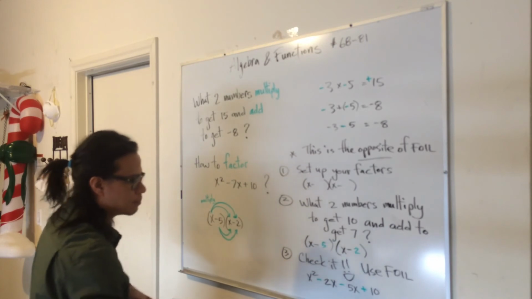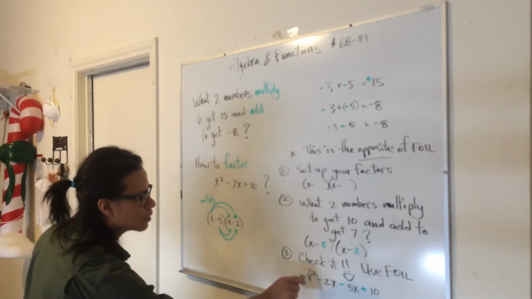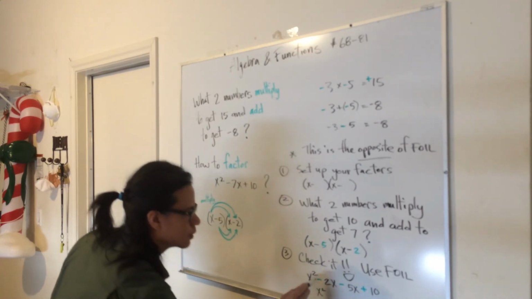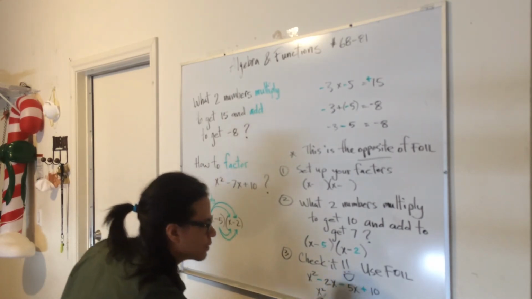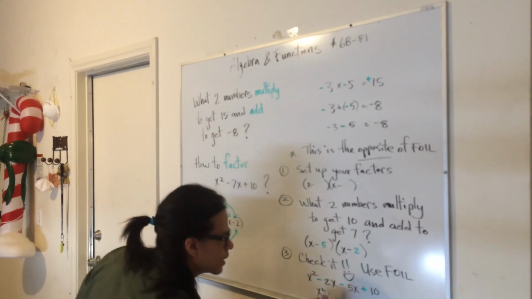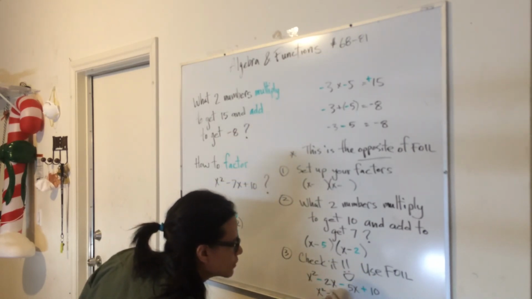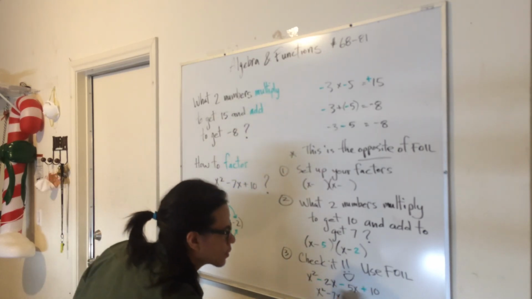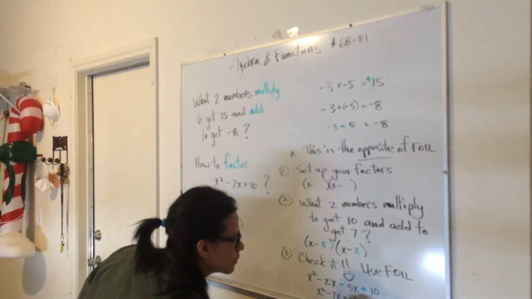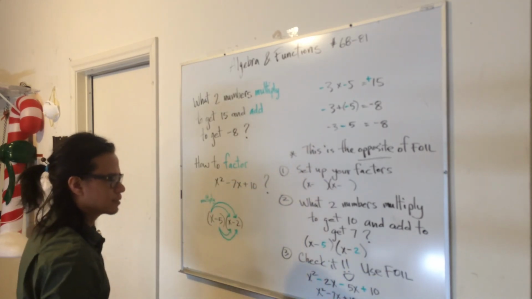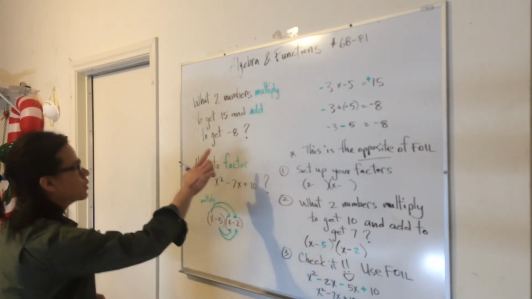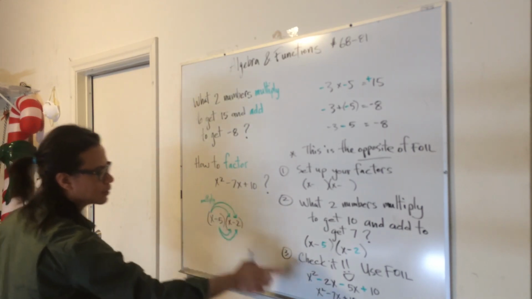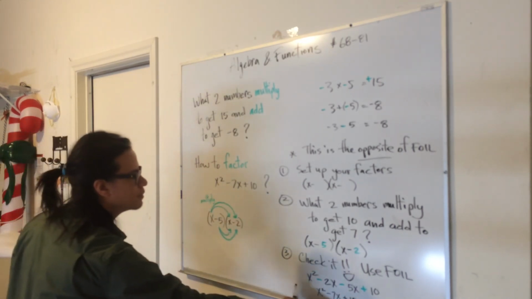Okay, so let's see if we can combine the like terms here. Nothing to combine with the x squared, so I'm just going to leave it alone. Negative 2x minus 5x, we can combine that. So negative 2 minus 5 is negative 7x. And then what we have left is just a positive 10. Okay, so plus 10. Now let's see if that equals the original polynomial here. It does. x squared minus 7x plus 10.